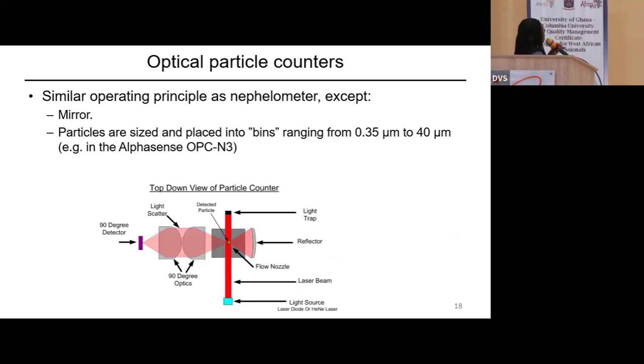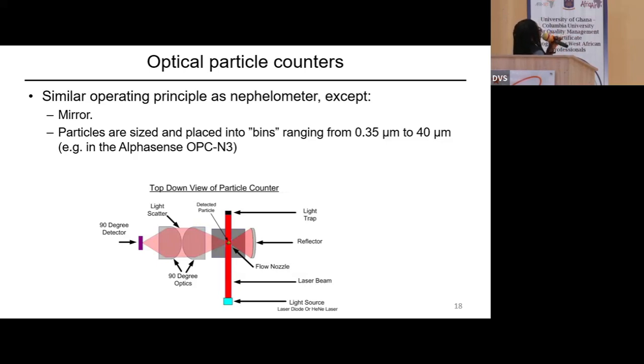So the optical particle counter also operates just like the nephelometer, except that this one uses a mirror. It uses a mirror here to reflect what is happening at the other side. So that's it with that. I think in the question time, we'll also look at that more.